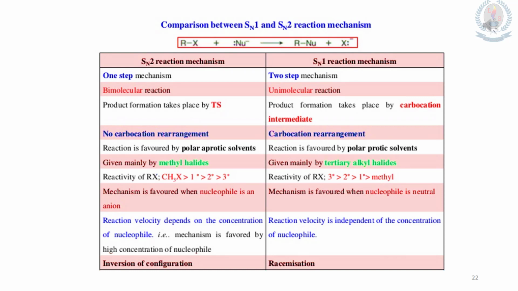Now we will discuss the SN1 reaction mechanism. It is a two-step mechanism as well as unimolecular. Only one molecule is involved. Product formation takes place by a carbocation intermediate. Carbocation rearrangement can be seen. The reaction is favored by polar protic solvents. And normally this SN1 reaction mechanism is given mainly by tertiary alkyl halides, so we can say tertiary halogenoalkanes.